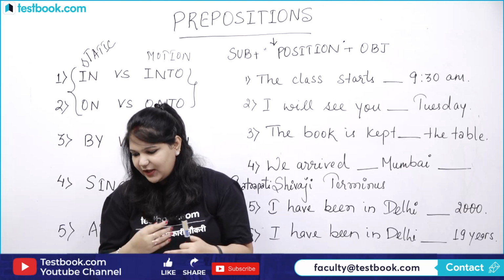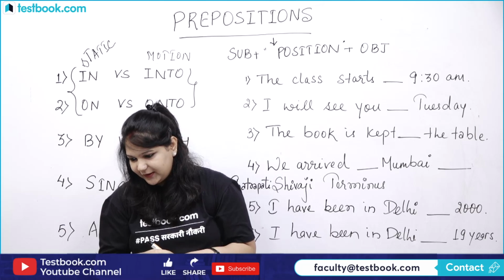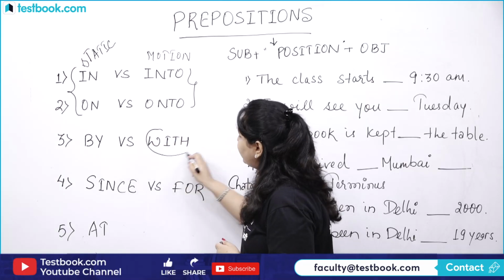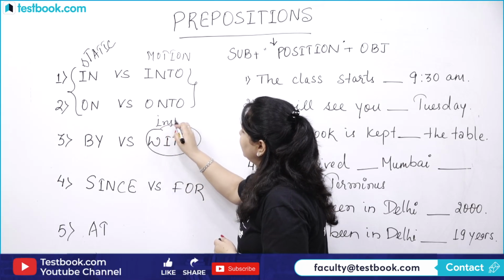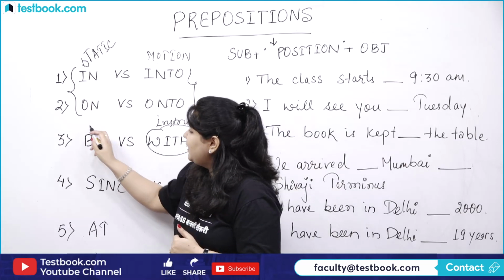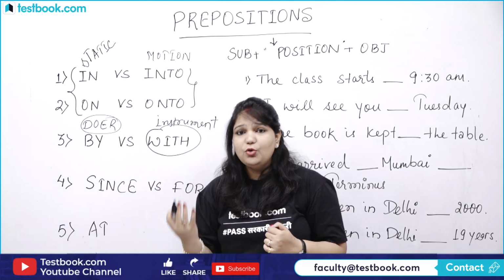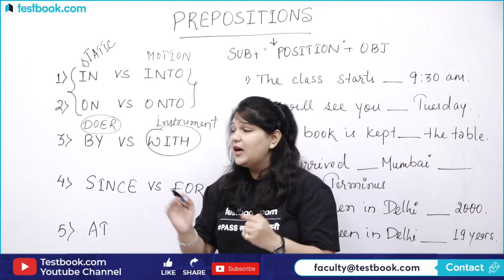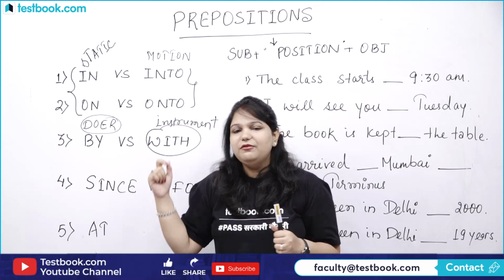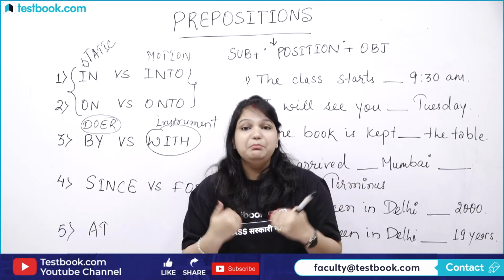A lot of people are giving answers. Most of them are answering with. So yes, the majority of you are right. When we are talking about the instrument, then we go with. But when we are talking about the doer of that action, that means the person who is performing that task, for that we use by. For example, I am writing with a pen, right? But the essay was written by me, right?